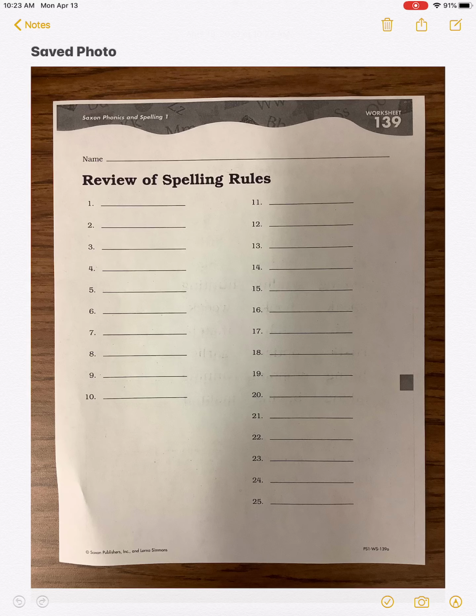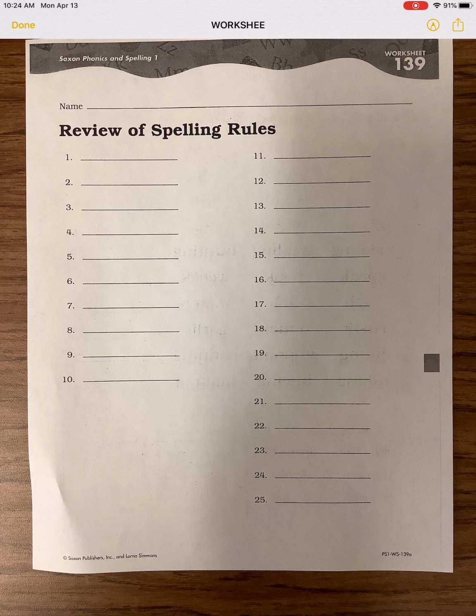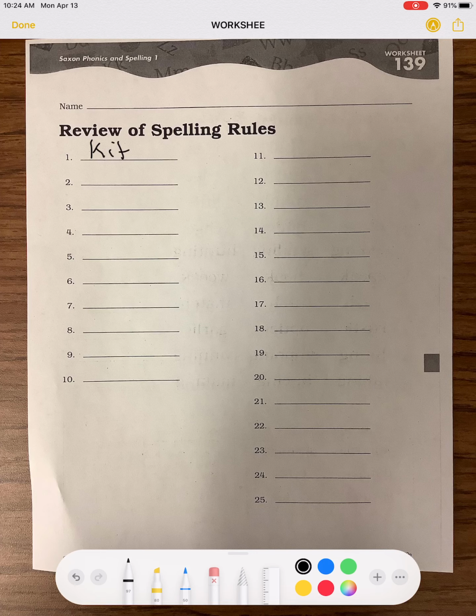So today we're going over spelling rules. We're going to spend a little bit of time looking at the spelling rules we have talked about this year. So let's start with our K and C spelling rules. Now K comes before E, I, or Y, like in the word kite. K-I-T-E. That is spelled with a K because it comes before an I. It would be the same if it came before an E or a Y.